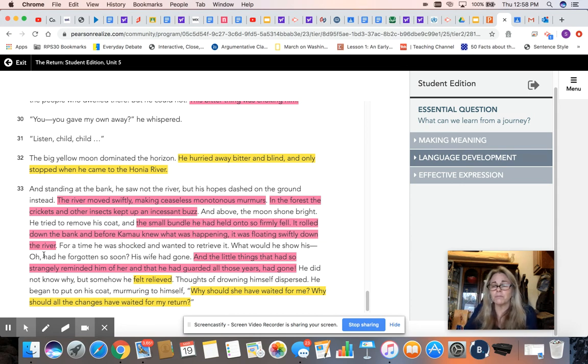For a time, he was shocked, and he wanted to retrieve it. What would he show his... Oh, he had forgotten so soon. His wife had gone. So the things in that bag, he was going to share with his wife when he got back. And again, notice the significance of losing the bundle, losing the weight.